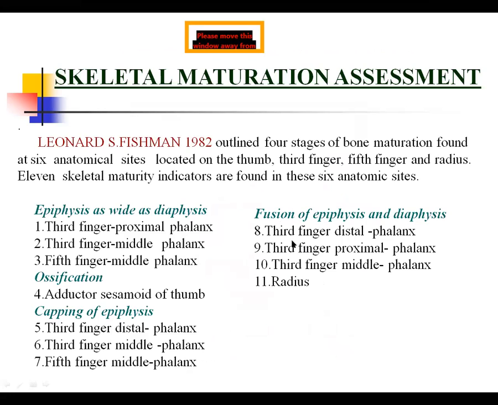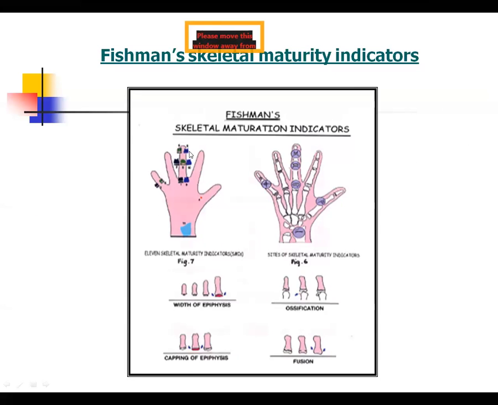This is again, all the 3 points are seen in the third finger. That is third finger distal phalanx, proximal phalanx, and middle phalanx. Here you do not use the fifth finger. Instead, the growth is ended at the radius. When the radius has fusion of epiphysis and diaphysis, the growth is completed. So in this, it is distal phalanx, proximal phalanx, and middle phalanx, after which the radius, fusion of radius epiphysis and diaphysis.